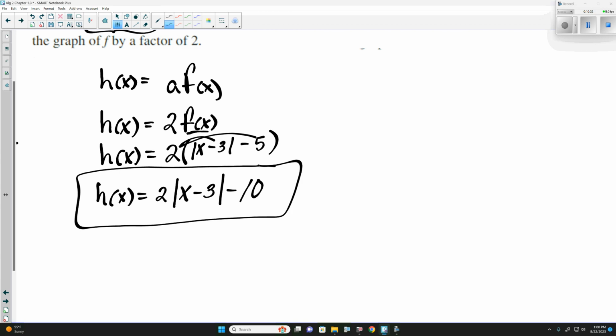Any questions on how we applied this vertical stretch of 2? We feel comfortable with this so far. We're ready for the next one.